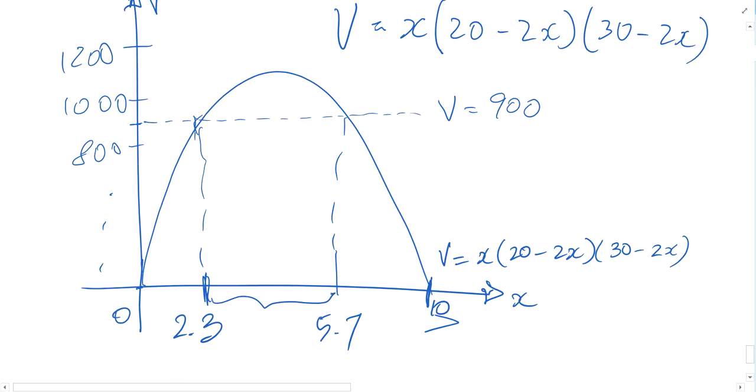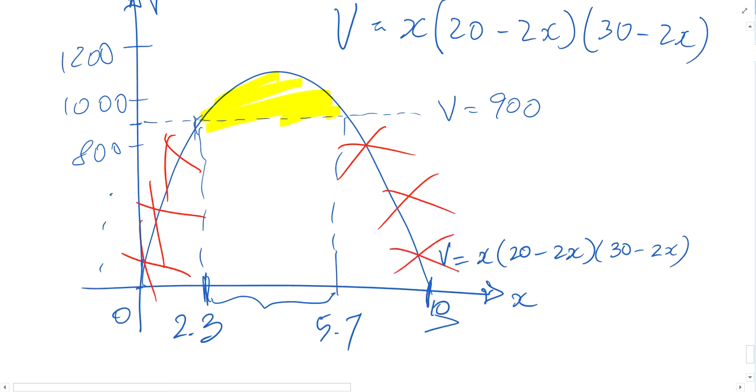What is the volume of the box anywhere between 2.3 and 5.7? More than 900. So, can we accept those values as well? Yes. So, I am only interested in this region. This part, not interested, because the volume is less than 900, which doesn't correspond to the requirements. They require more than 900. So I can only consider the yellow part. That means my x can range from 2.3 until 5.7. Anywhere in between is correct.